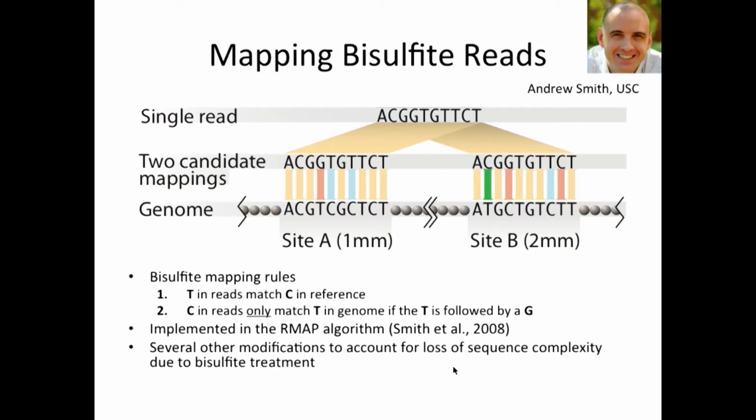Just to explain the problem with mapping bisulfite reads, the biggest problem is that when you subject the genome to this conversion process, you're reducing the complexity of the genome, essentially reducing a 4-base genome to a 3 or 3.5 base genome. This creates bigger ambiguity when you want to map the reads back to their reference location.